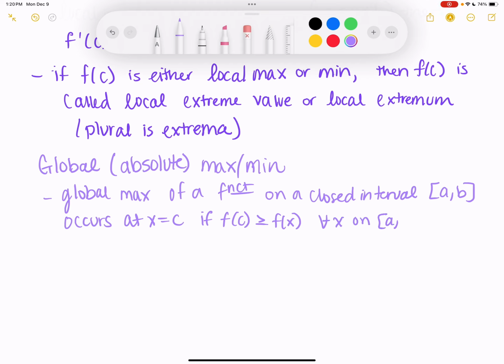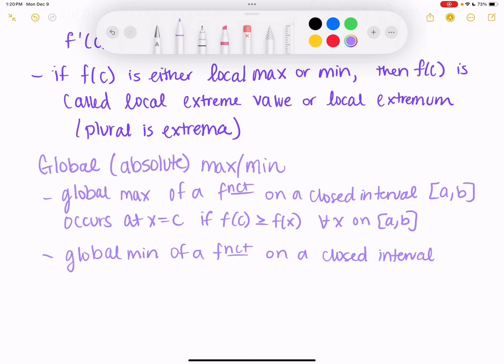Imagine if instead of saying for all, you said upside down A. A global min of a function on a closed interval a to b occurs at x equals c if f of c is less than or equal to f of x for all x on the interval a to b.